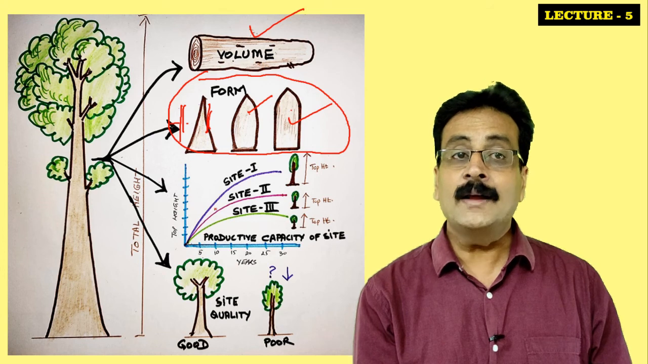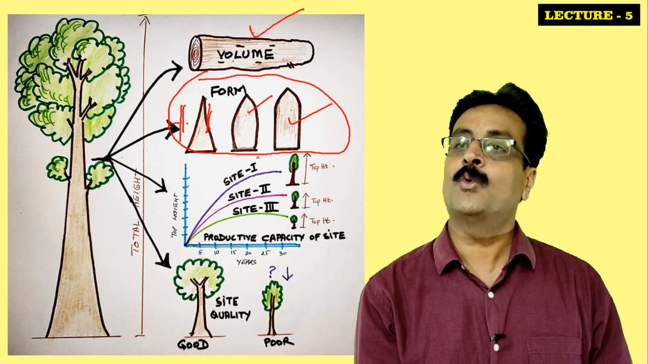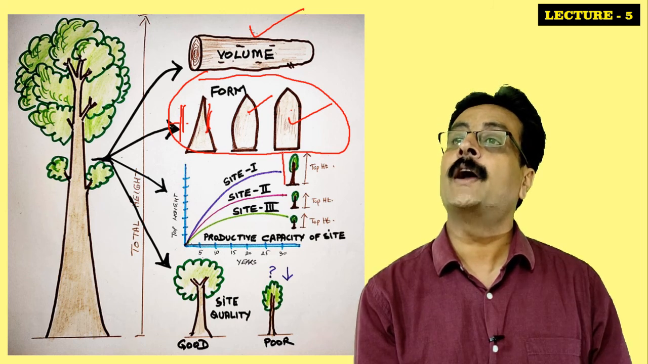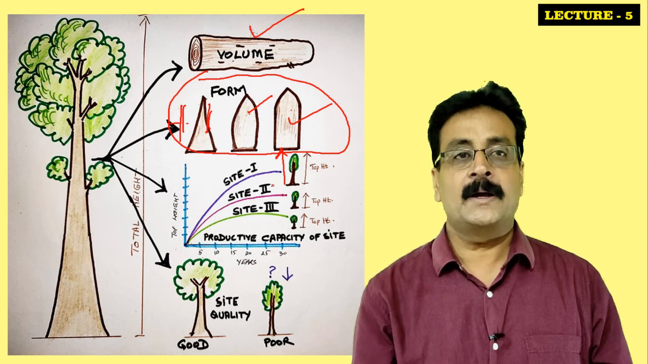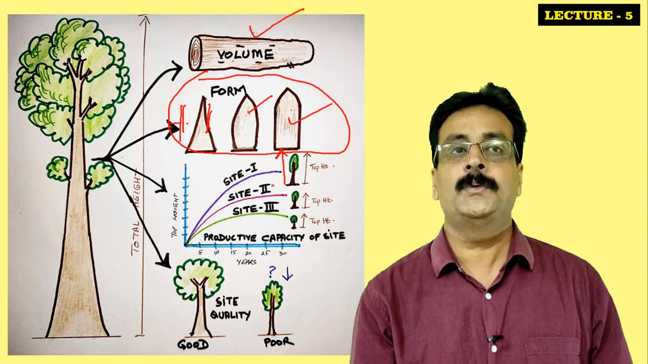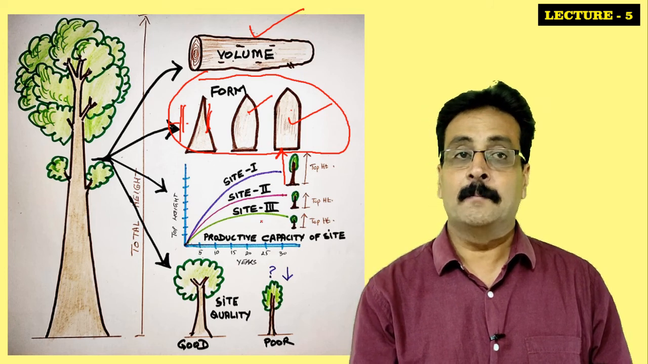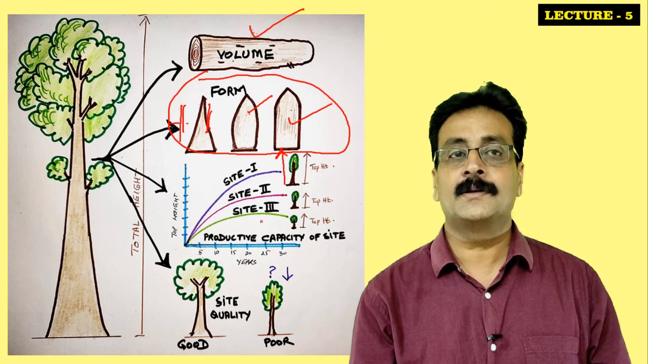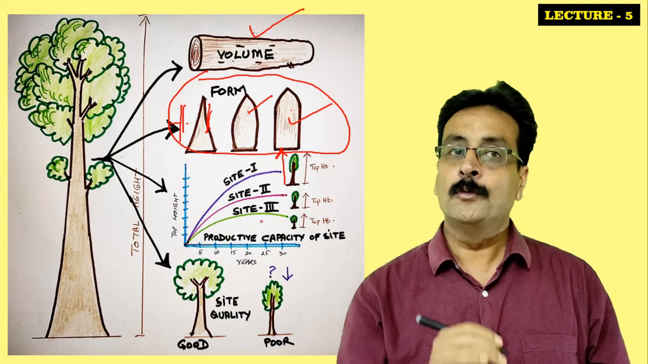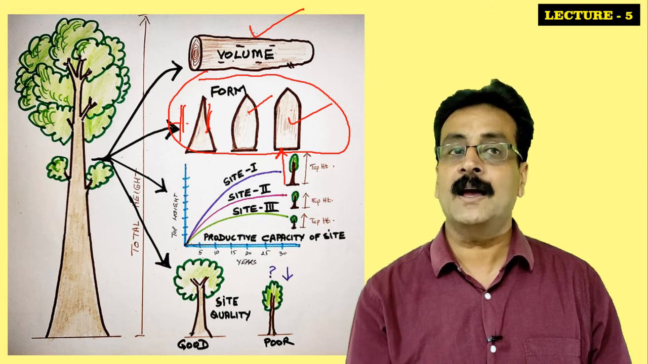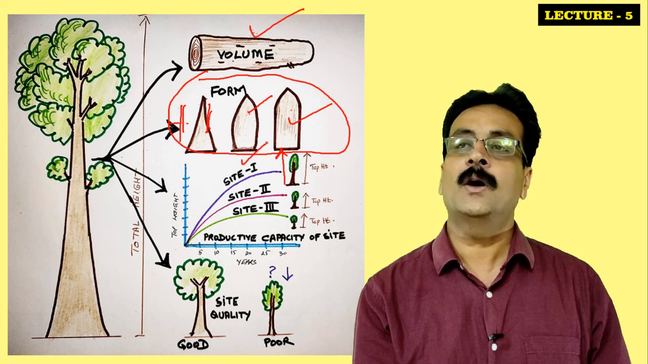Then height is important for the site quality. You can see the better site, site 1, has more height. We can calculate by top height. In my coming video lectures I will explain what we mean by top height, and how to measure the site quality of that area. Better site, better soil, better climatic condition is the indication of good height. More height of the trees will tell us about the productive capacity of the site, so we consider it as site 1.